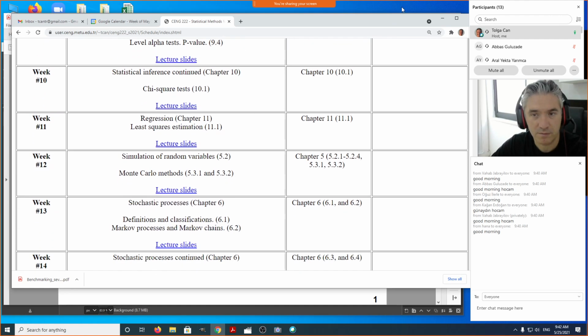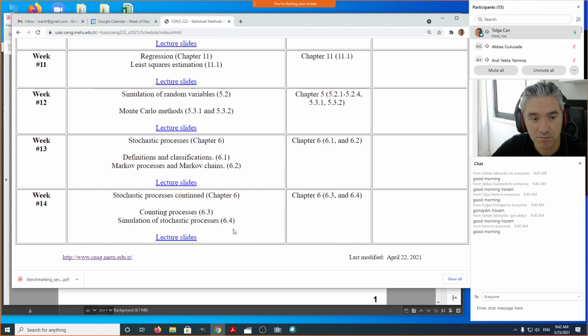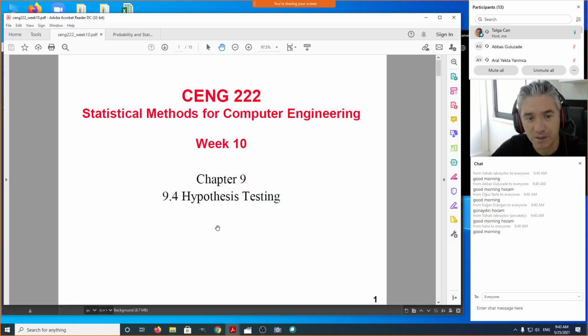For the rest of the semester, we are going to see one section from chapter 10, one section from chapter 11, sections 5.2 and 5.3 from chapter 5, not the entire 5.3, so a couple of sections from chapter 5, and again the entire chapter 6. So this is the plan for the rest of the semester.